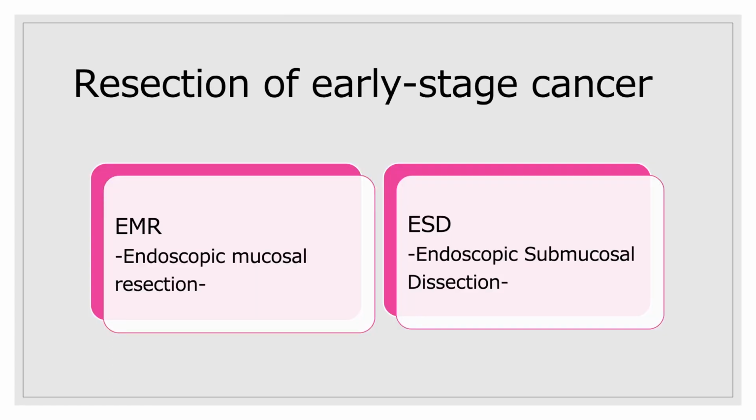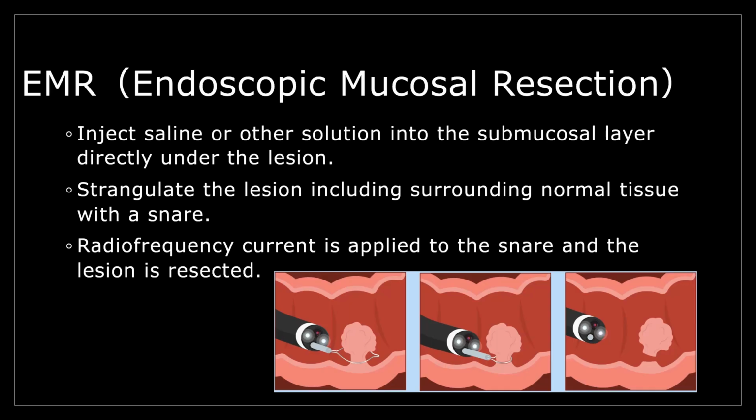Next, we will discuss resection methods for early-stage cancer. In this session, we will explain 2 methods: endoscopic mucosal resection and endoscopic submucosal dissection. First, this section discusses EMR.